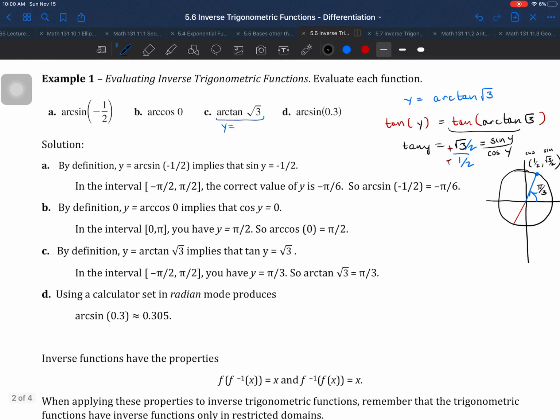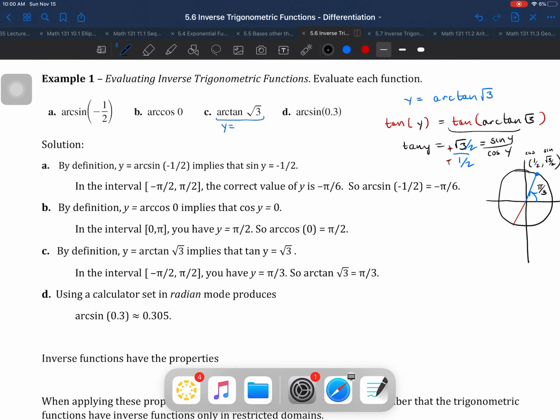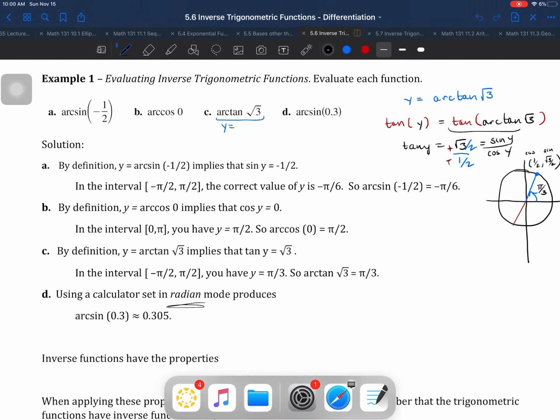All right, the next one is asking us to do the arcsine of 0.3. So for this one, if you notice, the number is already a decimal. So for this one, we're actually going to use a calculator, right? This is the opportunity where we can use a calculator. All we have to do is type it into our calculator, and we want to make sure that our answer is in radians. We're going to do it in radians, so we're going to go ahead and do that.